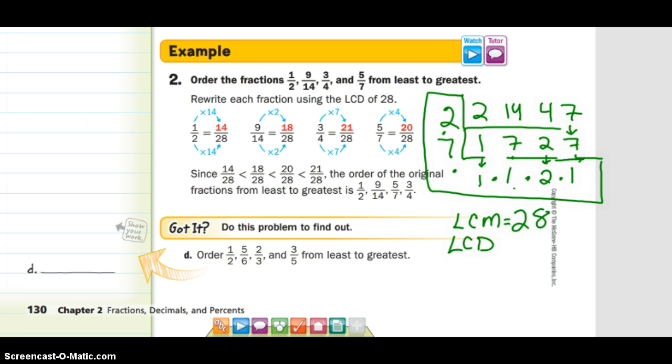So again, when I convert these, 1/2 is 14 over 28, 9/14 is 18 over 28, 3/4 is 21 over 28, and then 5/7 is 20 over 28. Remember, when you have to order them, you must put them back in their original form. So I'm comparing numerators. 1/2 is the smallest, followed by 9/14, 5/7, and 3/4.